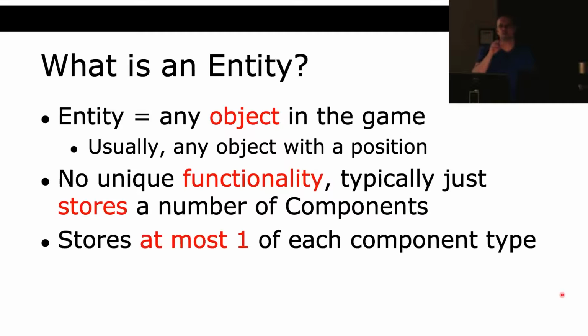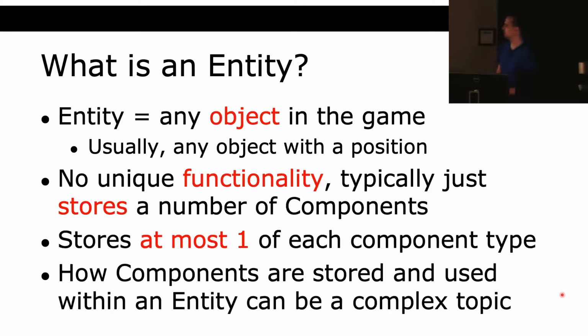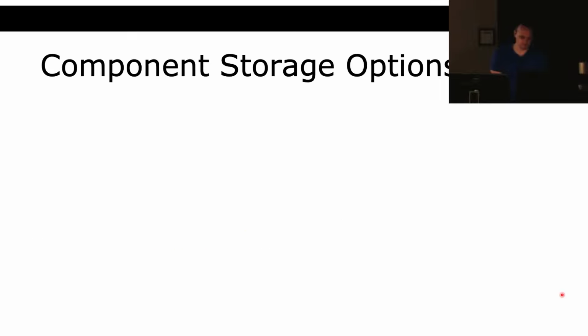But yes, there might be things that are common to them, but there's a big difference between I have a class which has a velocity in it, and I have an entity class which stores components, and one of them happens to be a velocity, right? Because there's a system there for storing components. We'll see a few more examples. This will become more clear, hopefully. How components are stored and used within an entity can be a complex topic, and I'll go over a few of those options now, and hopefully that'll sort of clear up that question.